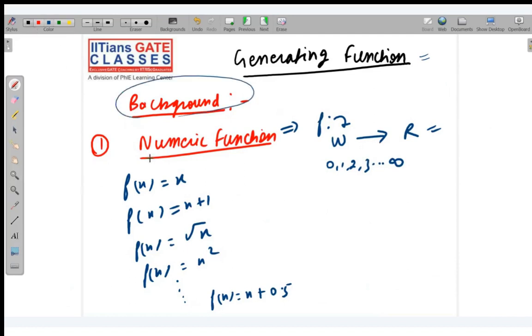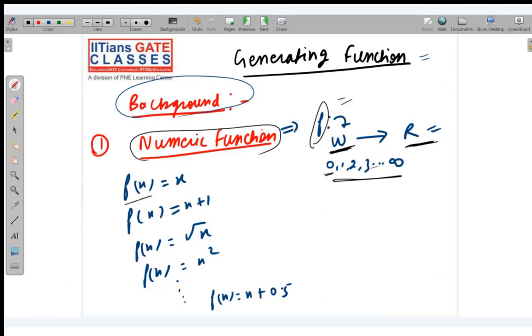So first, you should know what a numeric function is. A numeric function is nothing but a normal function from whole numbers to real numbers. What is a function? Function means mapping only. So from whole numbers to real numbers we are doing mapping. Whole numbers start from 0, natural numbers start from 1.